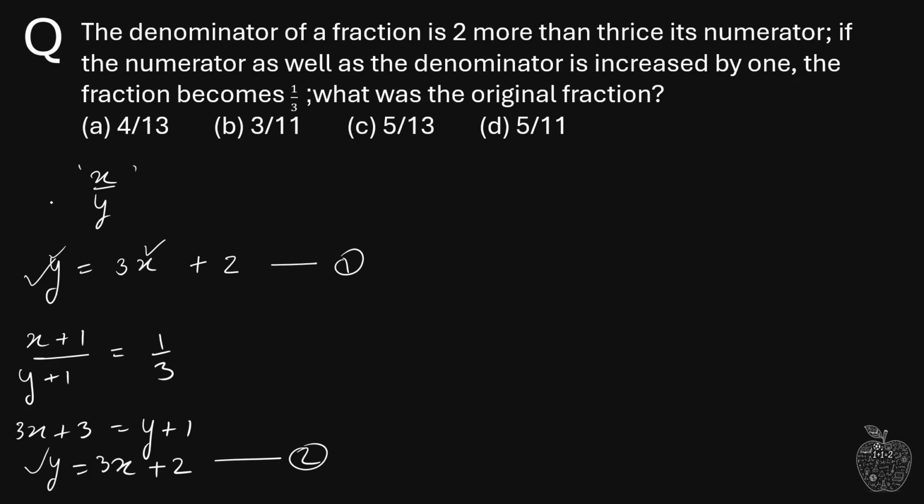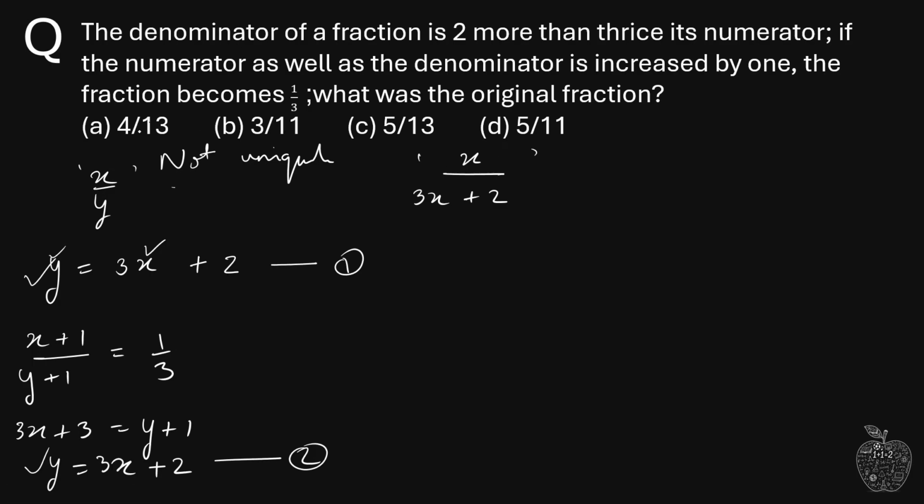What does this mean? It means this fraction is not unique. That means this fraction can have multiple values. It can be any fraction of the form numerator x divided by denominator y, and for y we'll write 3x plus 2 because y is equals to 3x plus 2. What I'm trying to say is that this fraction can be any fraction of the form x over 3x plus 2. That means the value of this fraction will depend on the value of x.